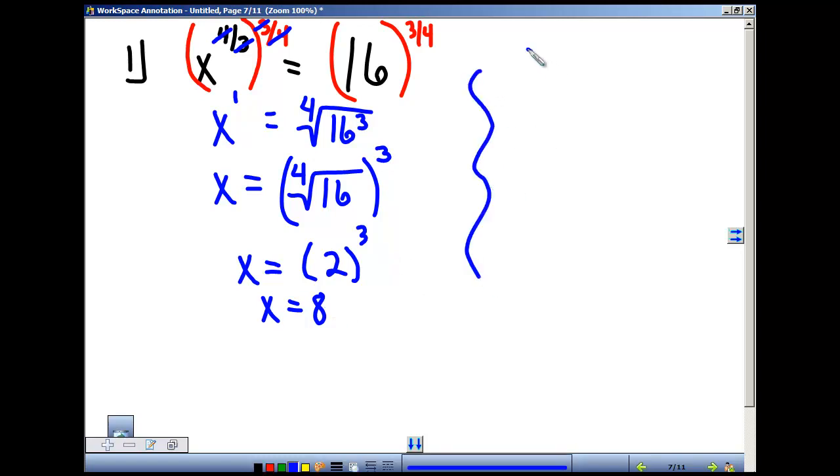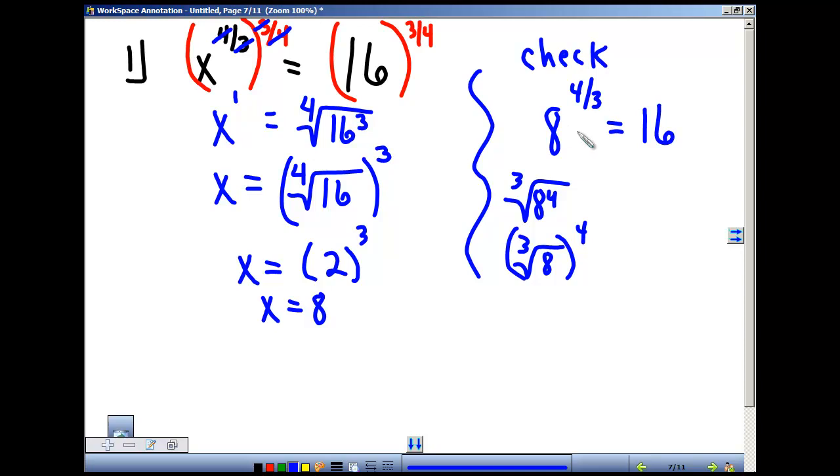I still need to check. Is 8 to the 4/3 power equal to 16? Changing the exponent to a radical gives me the 3rd root of 8 raised to the 4th power. Again, the 3rd root of 8 is 2 raised to the 4th, and 2 to the 4th power is 16. So yes, this checks.